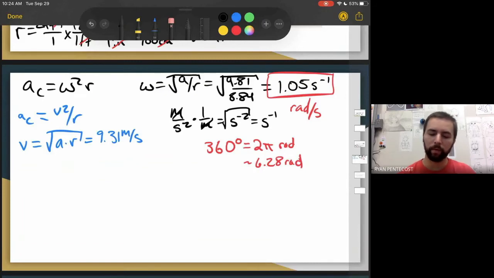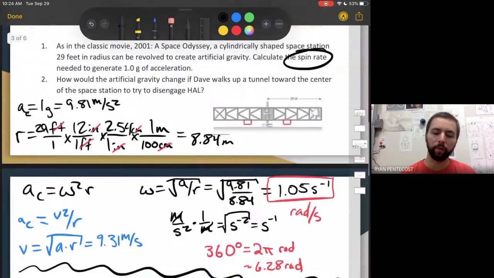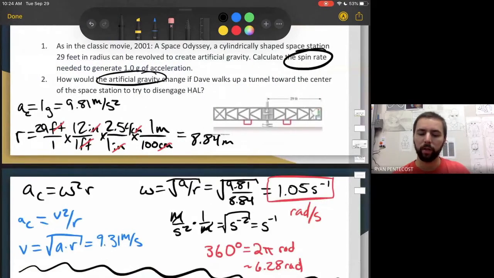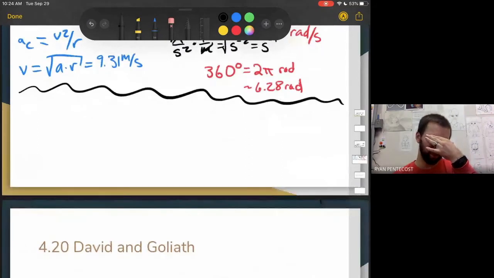All right, then we have step 2, right? What would the artificial gravity, how would that change if Dave walks up the tunnel toward the center of the space station to try to disengage Hal? Hal is the computer that's running the space station in 2001: A Space Odyssey. So, spoiler alert, you got to turn the computer off. The computer goes crazy. But we want to change the radius, right?